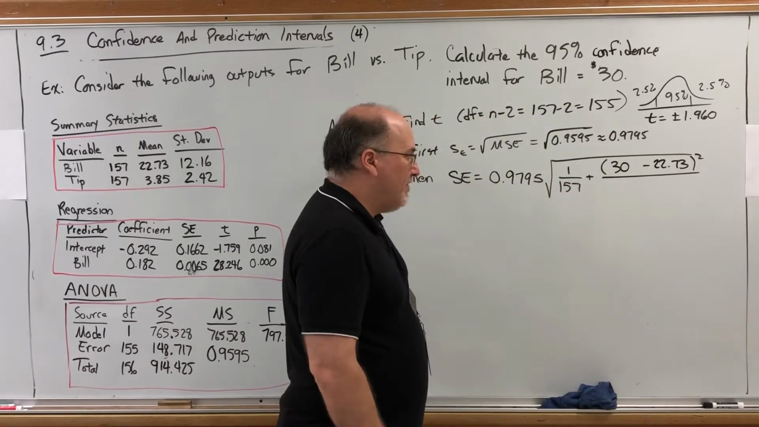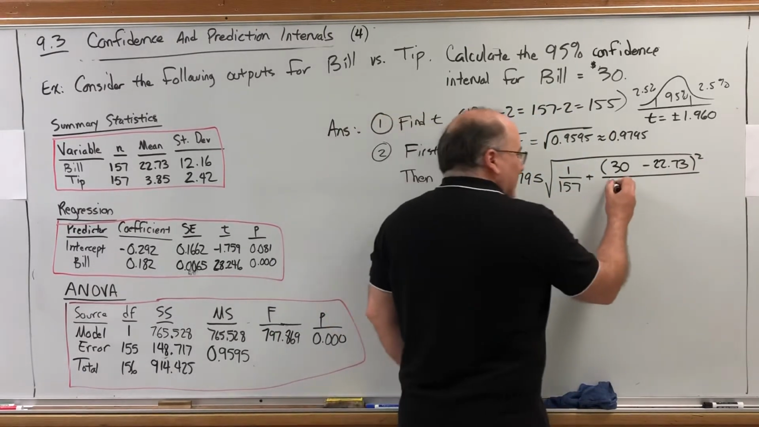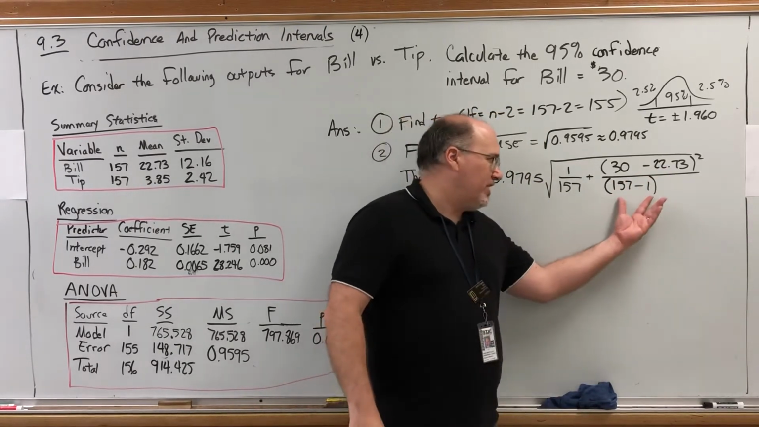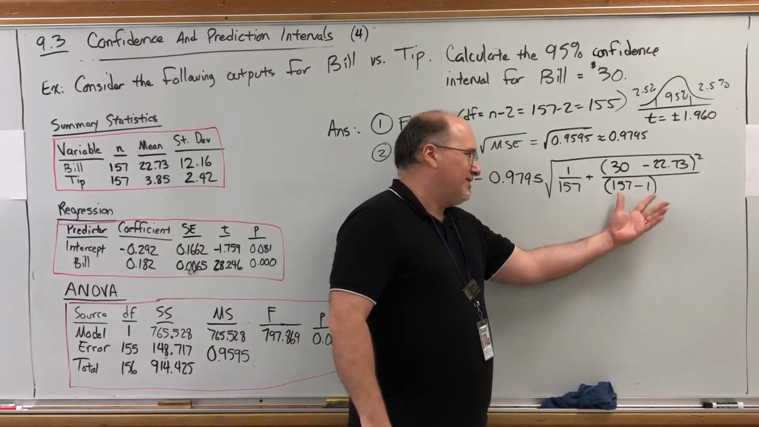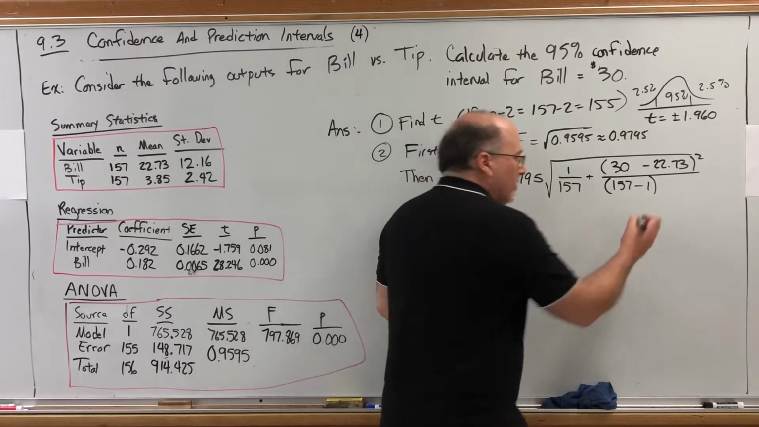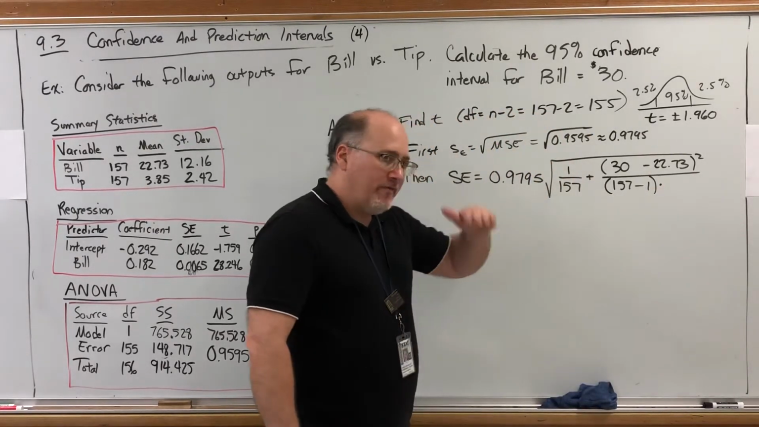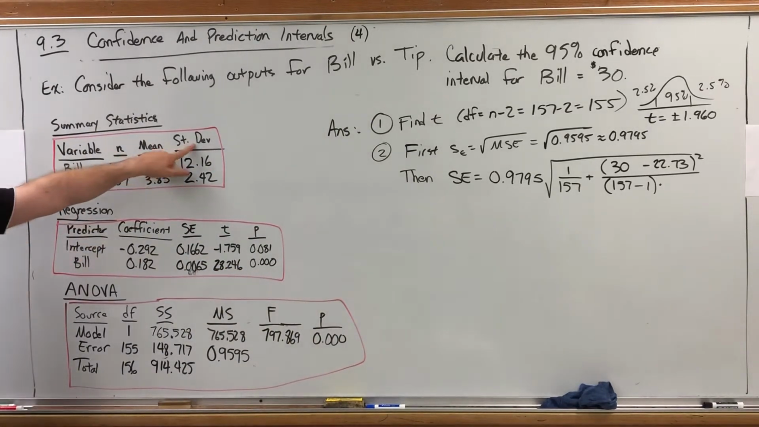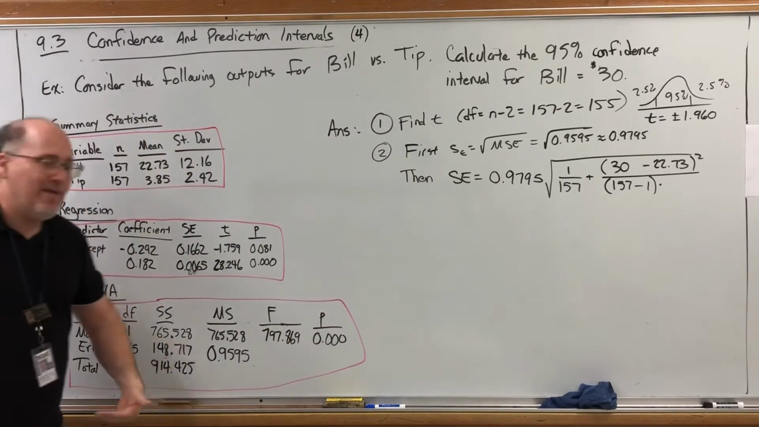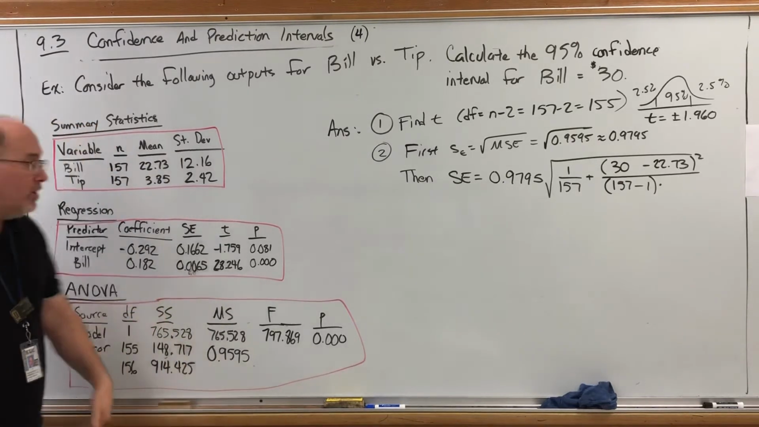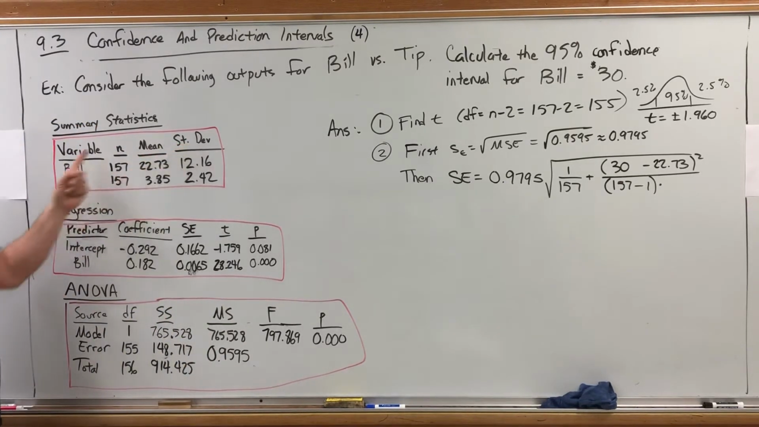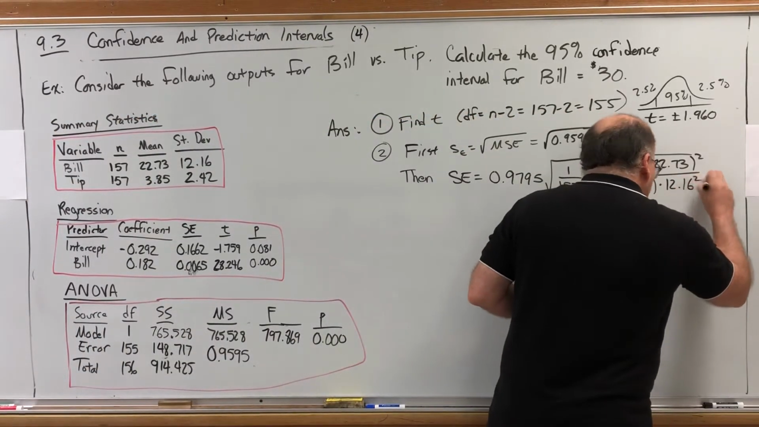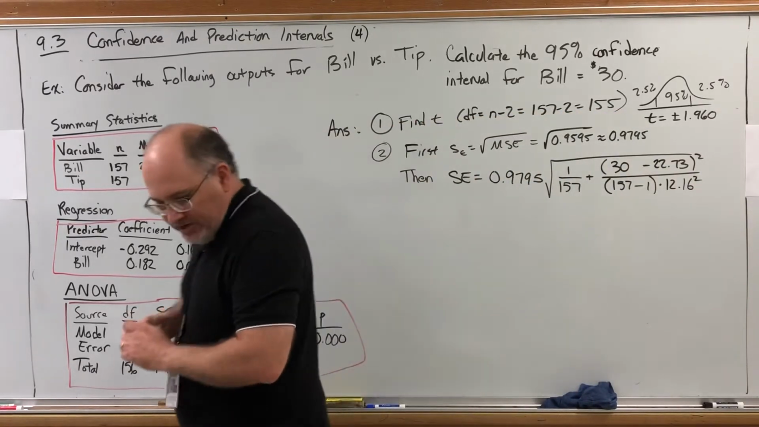In the denominator, we have two things to multiply. One of them is n minus 1. So I'm going to go ahead and write 157 minus 1 just to emphasize the structure of the formula, but in practice, I would have just written 156 there. Times the square of the standard deviation of all the x's. That's in the summary statistics. By x I mean the explanatory variable, which is bill. The standard deviation of all the bills was 12.16. So 12.16 squared.